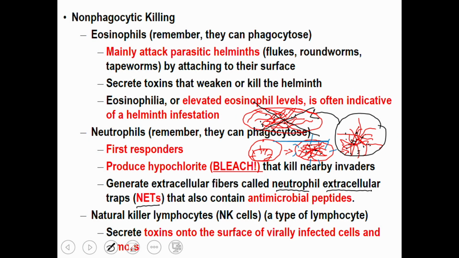And so the last thing that I'll mention right now is these natural killer lymphocytes. For the purpose of this class, I'm not worried about that. If you come across it in your reading, certainly read about it and it's interesting, but I'm not going to worry about talking about it on this slide.